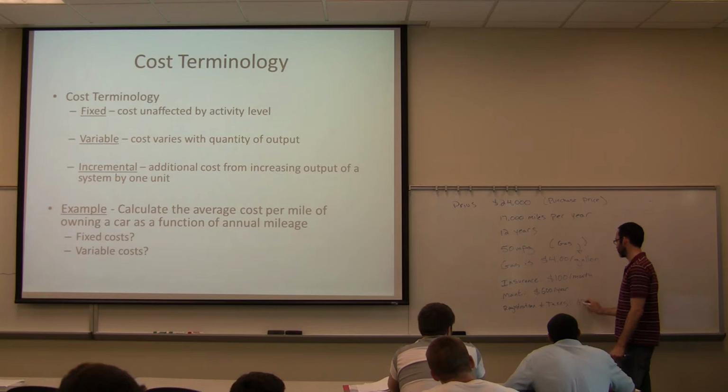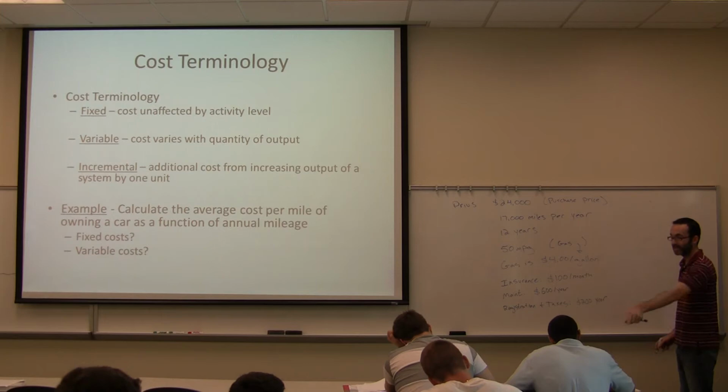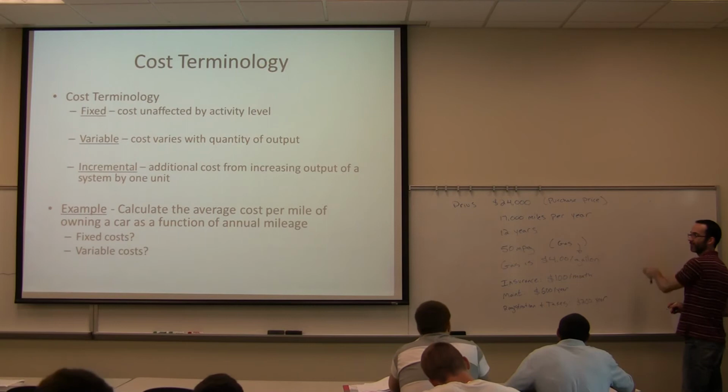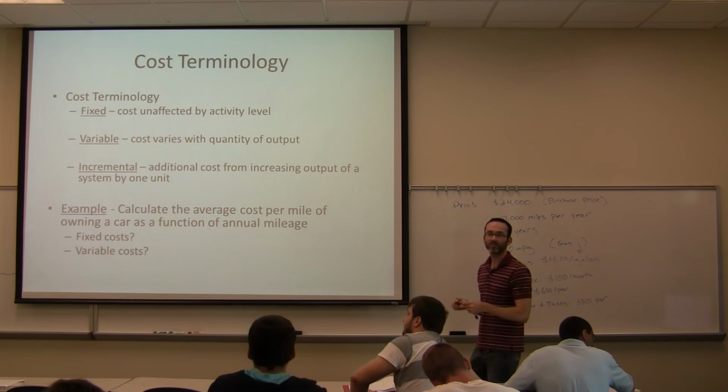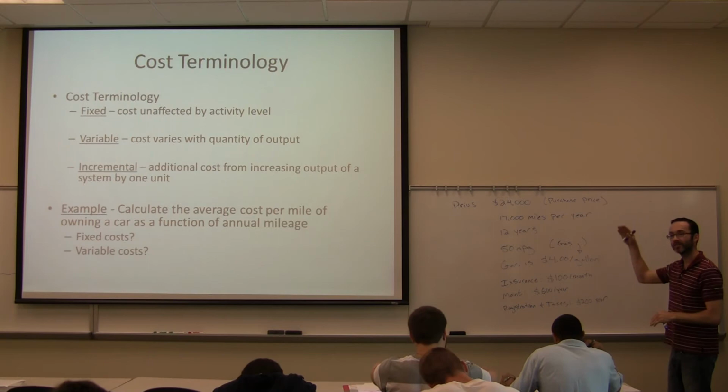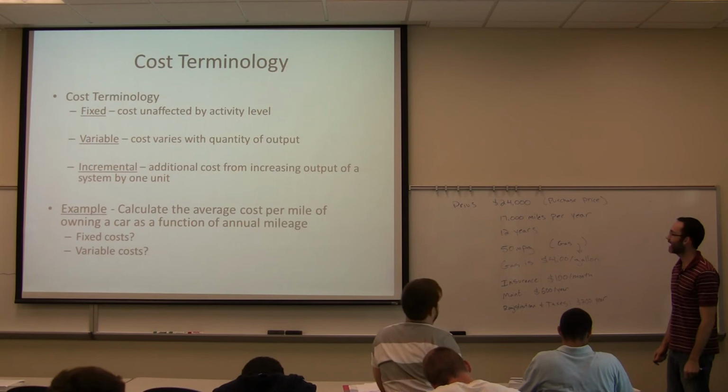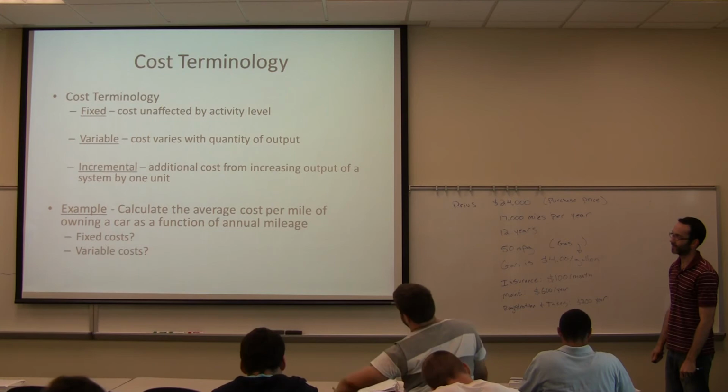All right, so what I'd like you to do is write down there in your handout, make a column for fixed costs, make a column for variable costs. Remember, the definition of a fixed cost is something that would be the same price regardless of how many miles I drive. A variable cost is going to increase or decrease based on how much I drive. So classify them and then try and estimate, based on the data that I have given you, the cost per mile on an annual basis. We'll see if we come up with the same thing. I'm going to run the calculations at the same time that you are.